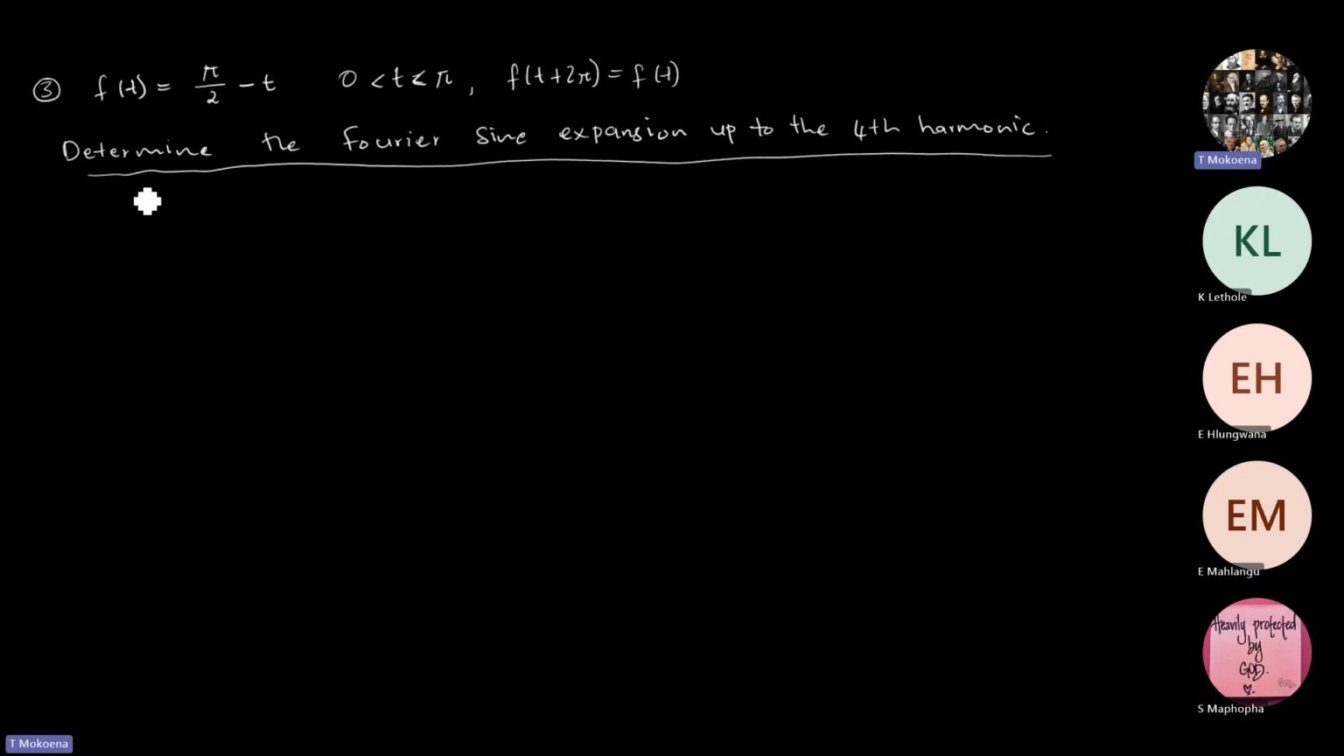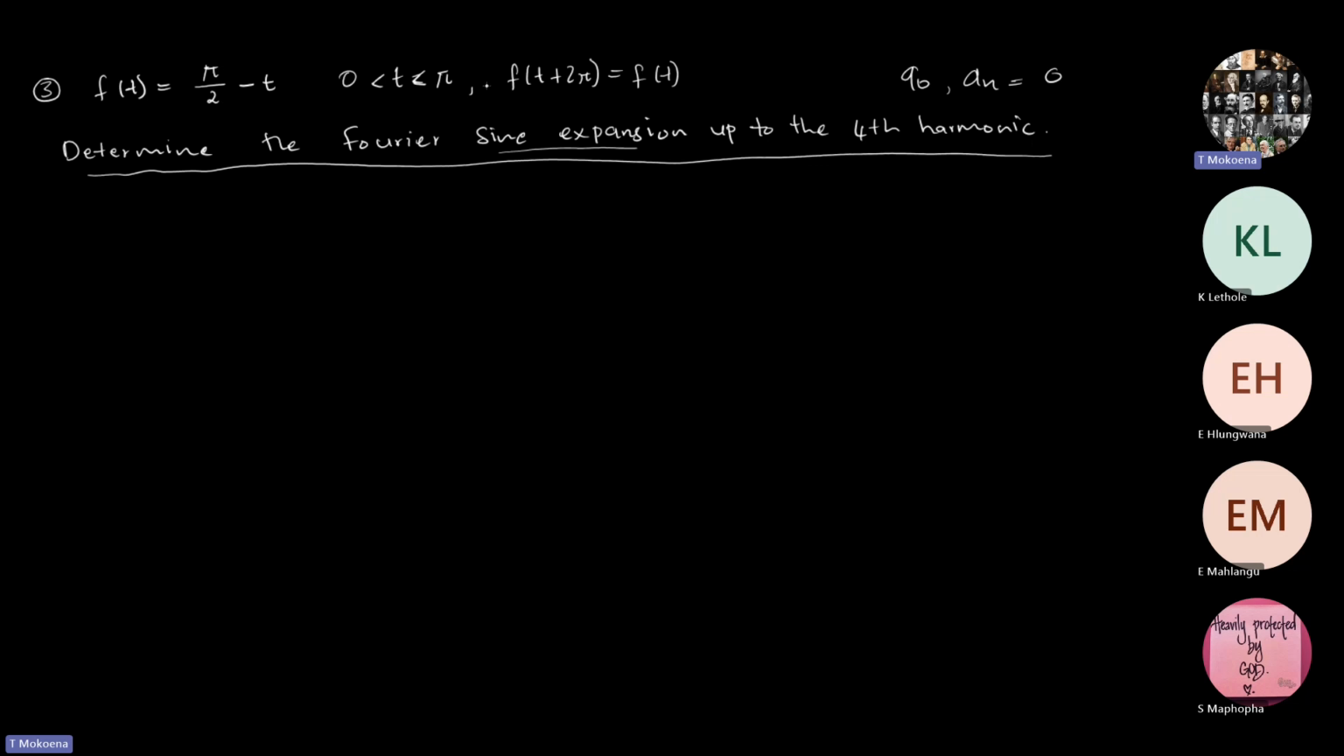They say to us, determine the Fourier sine expansion up to the fourth harmonic. It's a sine expansion because a sub naught and a sub n are both equal to 0. Why? Again, it's an odd function. When you substitute negative t there, it's going to change the function completely. So a sub naught and a sub n will give us 0. That means we have to determine b sub n. But firstly, let us determine the L.